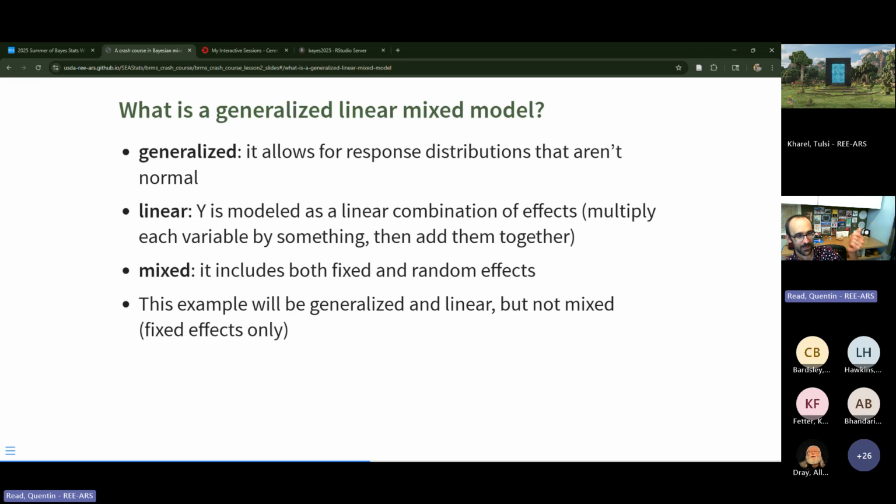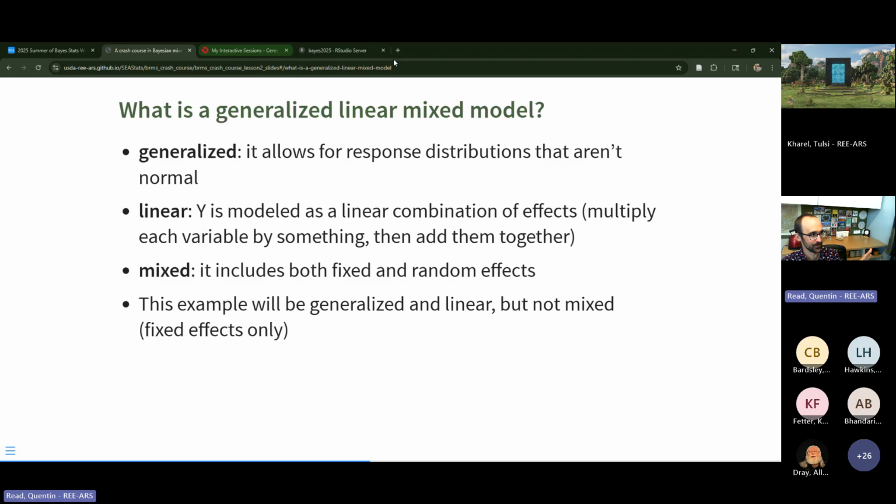We've sort of talked about generalized linear mixed models. I'll just define those terms. Generalized, because the model can accommodate distributions besides normal. Linear means it's a linear combination of effects, multiplying and adding things together, like the fixed and random effects. Mixed because it's a mix of fixed and random effects. Right now, we're not going to do the mixed part yet. We're just going to do the generalized part and the linear part.